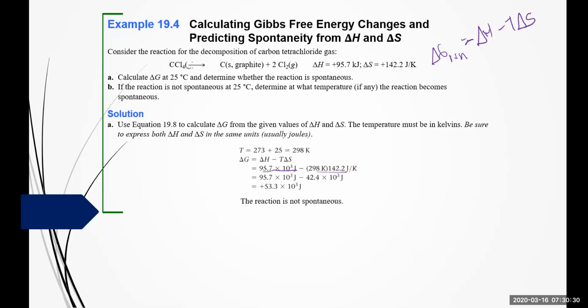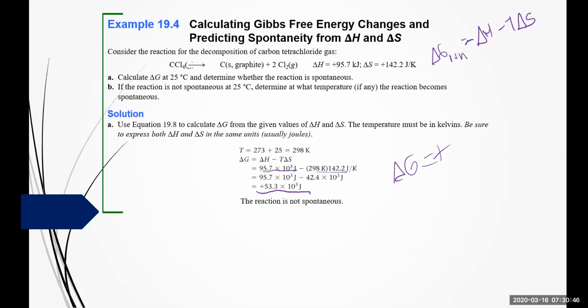We get them both into joules. And so we get a delta G that's here. Now that delta G is positive, and so a positive one doesn't favor the production of products. And so we're not going to be a spontaneous process, right?